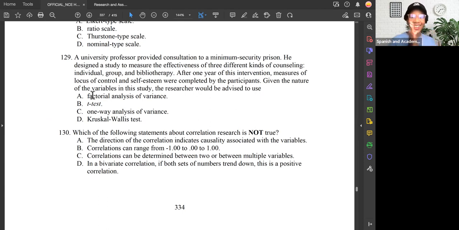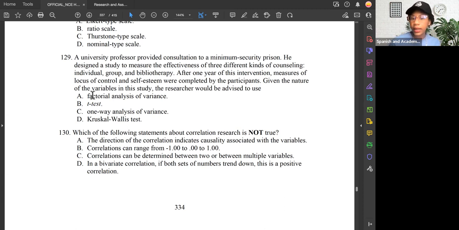Okay, so indicates causality associated with the variables. Correlation can range from negative one to zero to positive one. Correlations can be determined between two or between multiple variables. And in a bivariate correlation, if both sets of numbers trend down, this is a positive correlation.